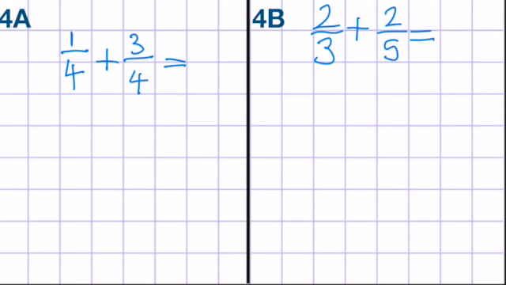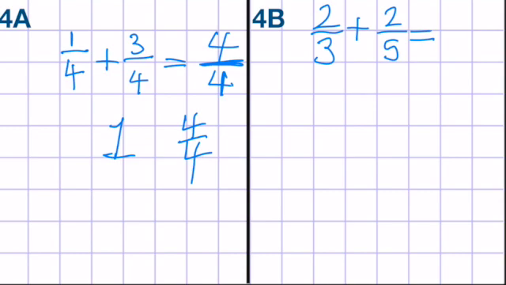Number 4, we have 1/4 add 3/4 and 2/3 add 2/5. Press pause and then we'll work it out together. Okay, 1/4 add 3/4, the denominator is the same, so that's an easy one. Now we just add the numerators. So 4/4 is a whole. Your answer could be 1 or it could be the 4/4.